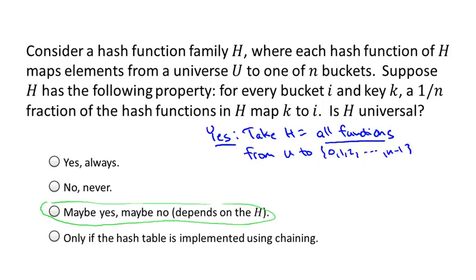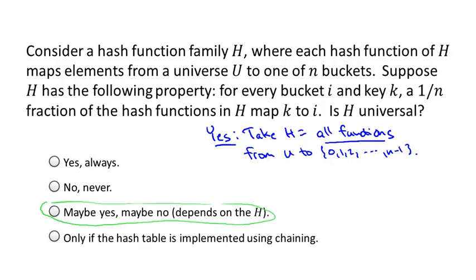So really, if you think about it, choosing a function at random from capital H is now just choosing a completely random function. So that's exactly what we've been calling perfect random hashing. And as we discussed in the last slide, that would indeed have a collision probability of exactly 1 over n for each pair of distinct keys. So this shows sometimes you can have both this property and be universal.